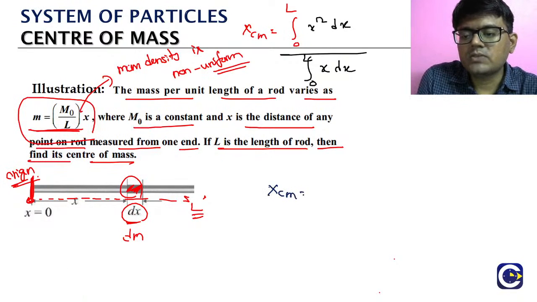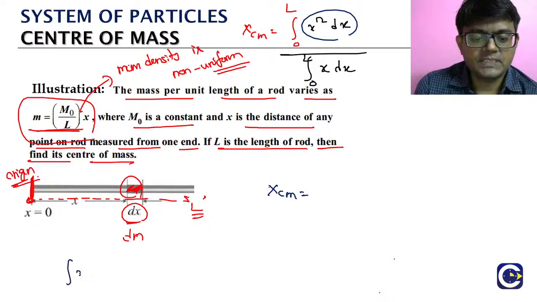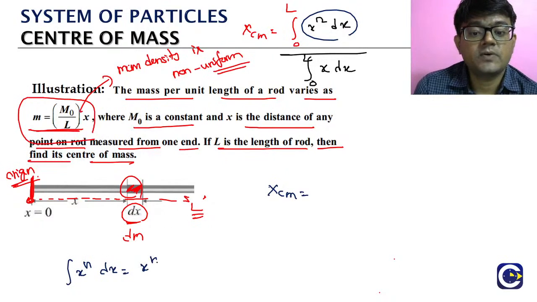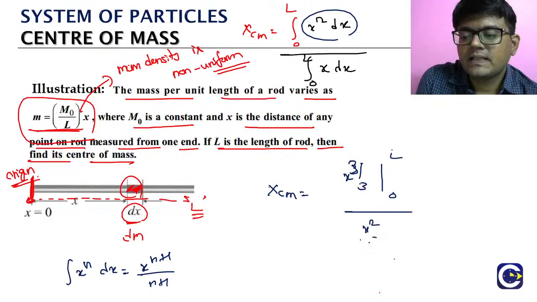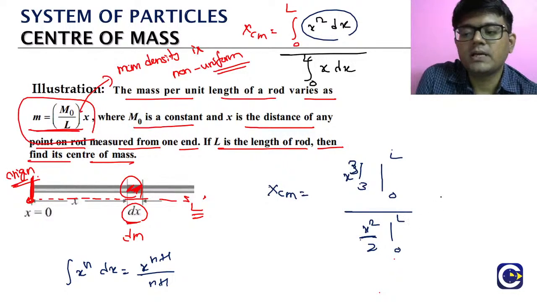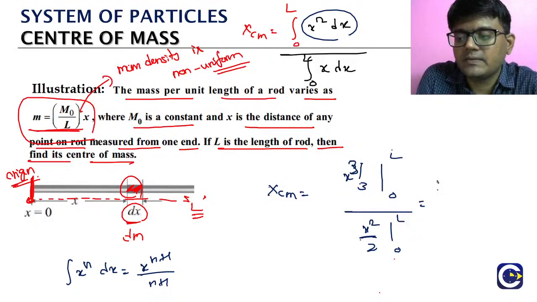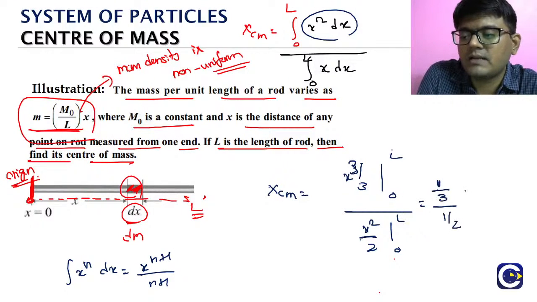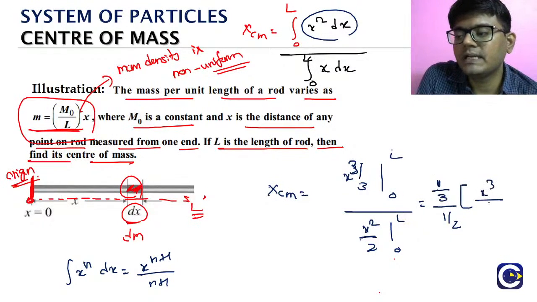What is the x coordinate of the center of mass? Integral of x square dx is x cube by 3. The general formula: integral x power n dx is x power n plus 1 by n plus 1. So x cube by 3 with limits 0 to L. In the denominator, integral x dx is x square by 2, with limits 0 to L. Taking out the constants, we have 1/3 in the numerator and 1/2 in the denominator, so the remaining is x cube by x square, with limits 0 to L.